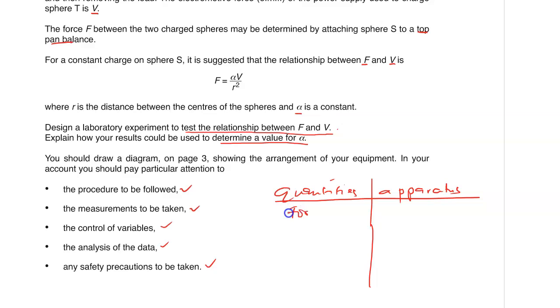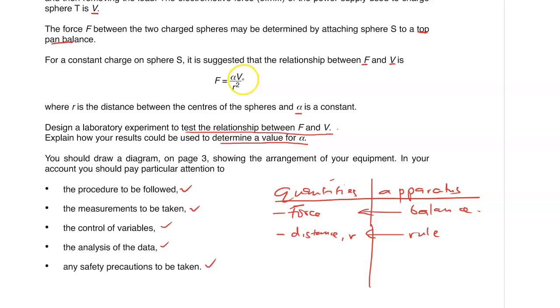So we need to measure force. That's the first quantity, and the apparatus we need to measure force is the balance. Of course, the balance gives you kilograms. You can convert kilograms into force by multiplying by g. Then we need to measure R. R is the distance R. To measure distance R, we need a ruler, a meter rule.